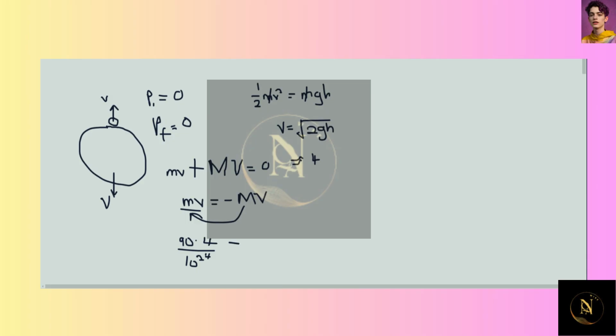And then you do this math, and you find that the velocity of the Earth is somewhere in the order of magnitude of around 10 to the negative 23. The negative sign is for the direction, but the order of magnitude is just 10 to the 23.